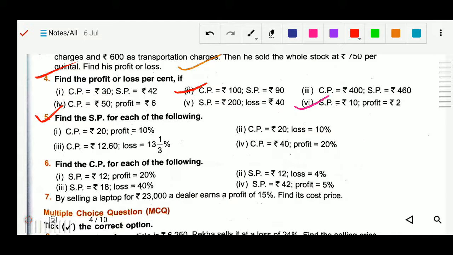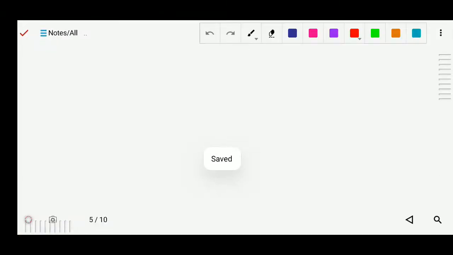So in this we have to find the SP for each of the following. Okay, in question number 4 we have to find only profit and loss. Okay, cost price and selling price, anyone is given. In this question we have to find the selling price. What we have to find? Selling price. So now this question number 1 we will do first.